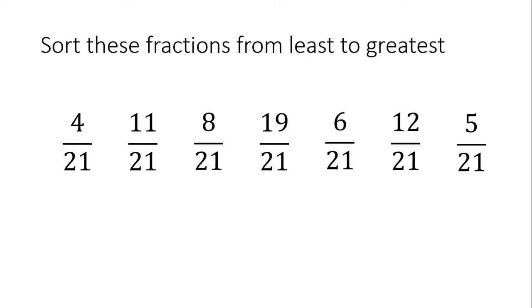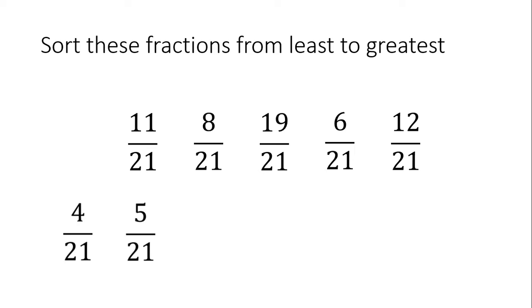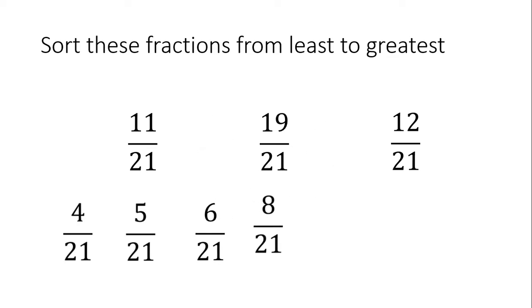4/21. Yes, that's how you pronounce it. I looked it up. So let's put that for least. And then the next lowest number is 5, so 5/21. Then 6, so 6/21. And then 8, 8/21. Okay, we've dealt with the one-digit numerators.